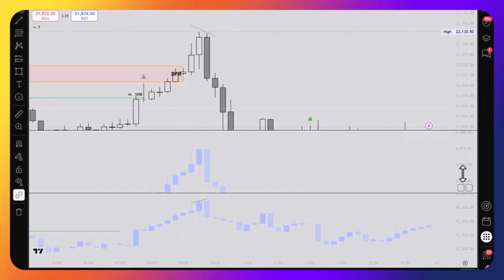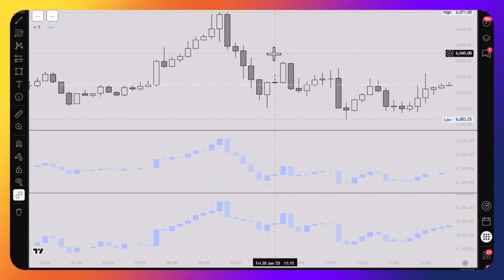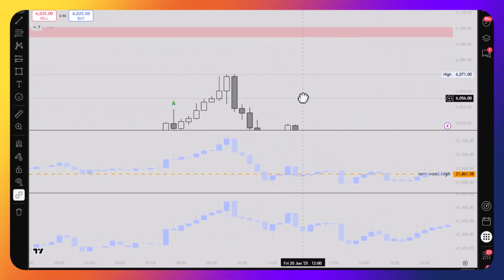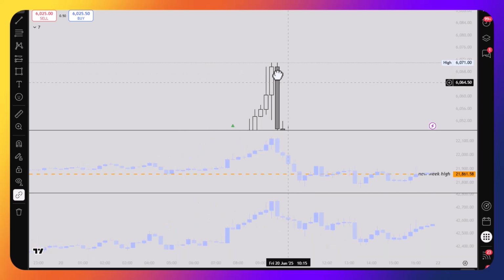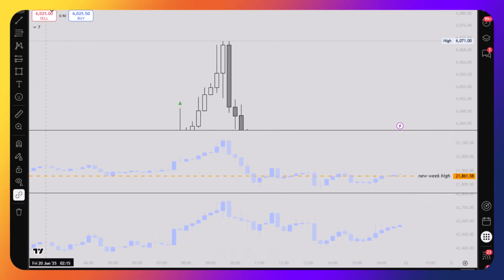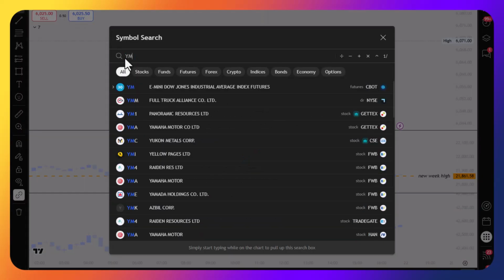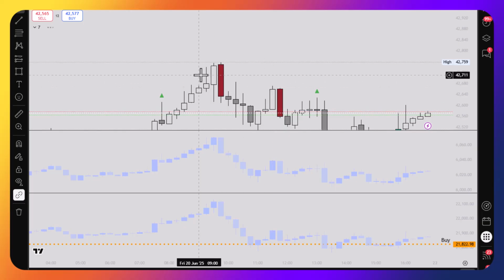So let's see. ES looks almost like a double top here. So let's go look closer at ES. It just looks like a perfect double top, right? So the SMT was with YM. You can see right here, YM had a higher high in this candle.